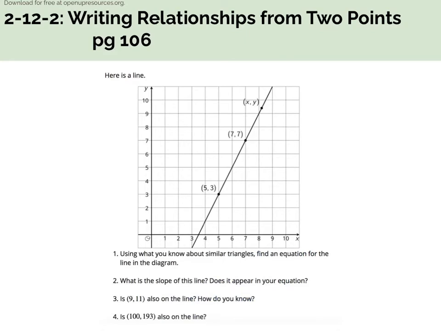All right, let's go ahead and turn to page 106. On page 106, we have this activity, the 12.2, writing relationships from 2 points. And so we have this diagram. And we have number 1, use what you know about similar triangles, find an equation for the line, and let's just stop there. Let's make sure that our equation is correct. So go ahead and pause, and find your equation.